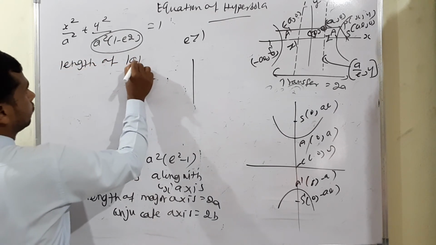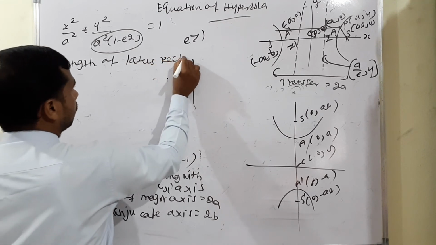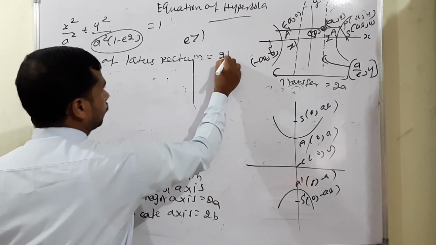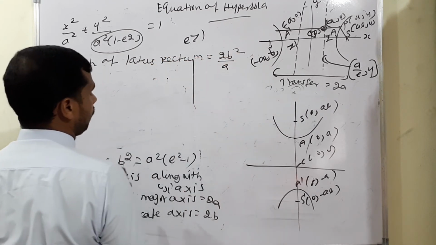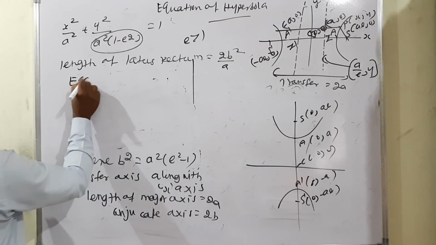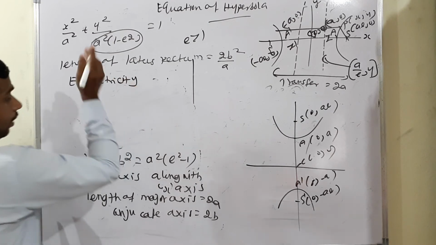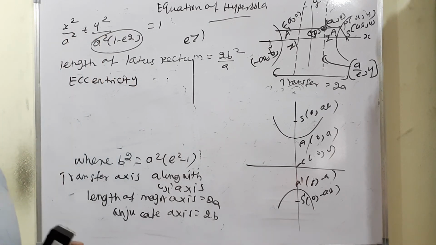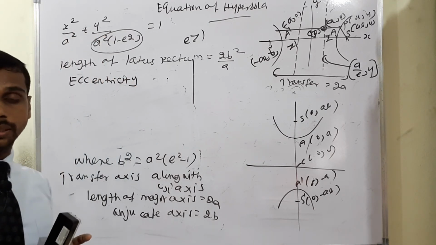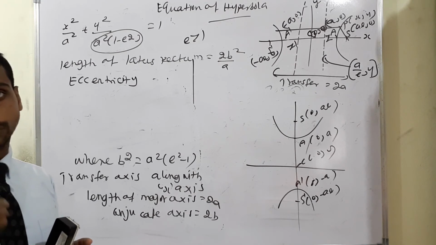Length of latus rectum is equal to 2b square by a. Then how to find out the eccentricity? So eccentricity in ellipse we already know. What is the meaning? e is equal to square root of 1 minus b square by a square.